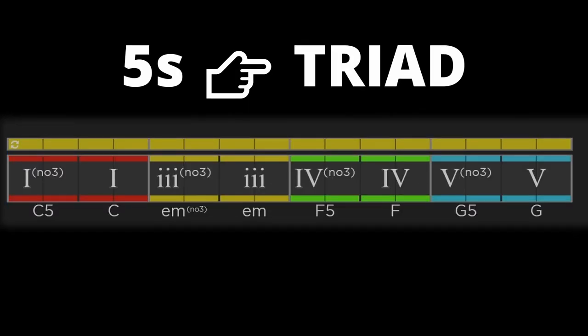Fifth chords can combine effectively with most other chord types. Here we take a simple progression from earlier and alternate between fifths and the major or minor version of the chord.